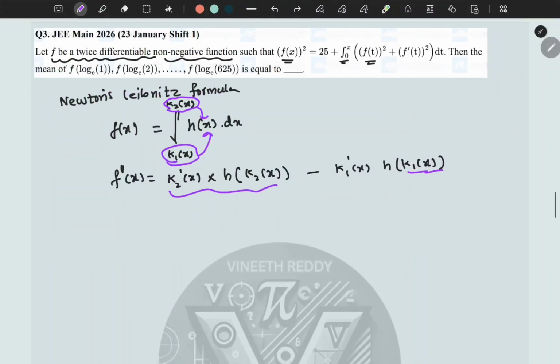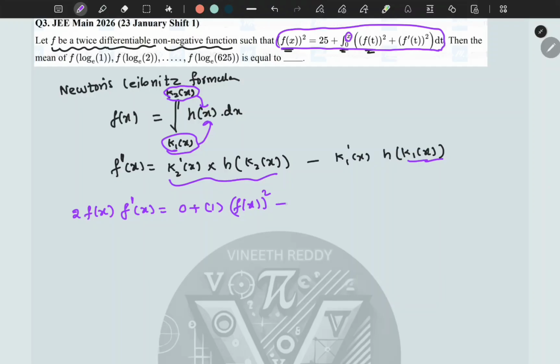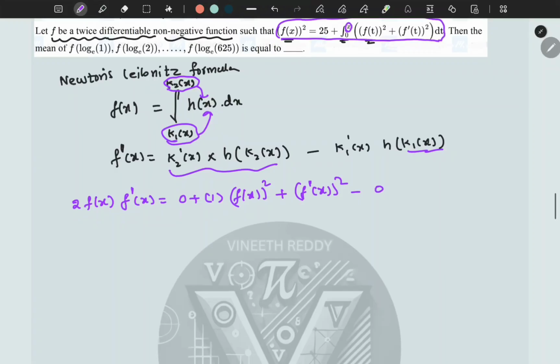Okay, fine. Anyways, now we have f of x whole square. So let us take this particular equation and differentiate it on both sides. So we get 2f of x into f dash of x equals, the derivative of 25 being 0, now the derivative of x here is 1 and we have to replace t with x simply, f of x whole square plus f dash of x whole square. This will not alter. Wherever t is there, we will simply replace t with x. Minus, now the derivative of 0 is anyways 0, right? I hope you are with me. So I think we are getting a quadratic.